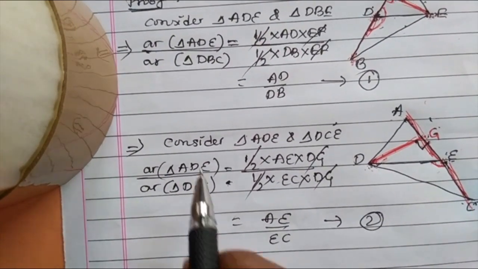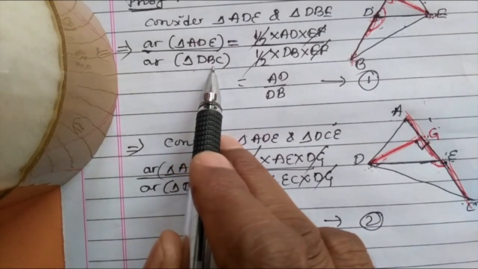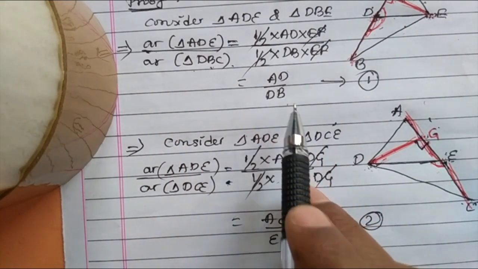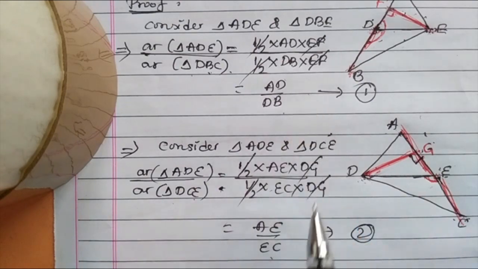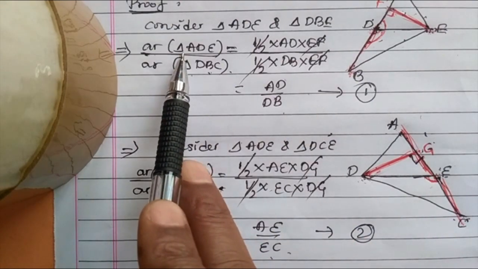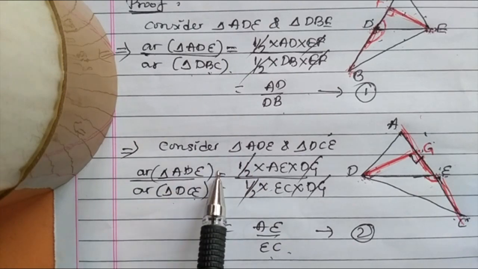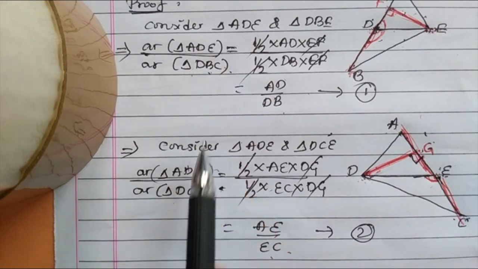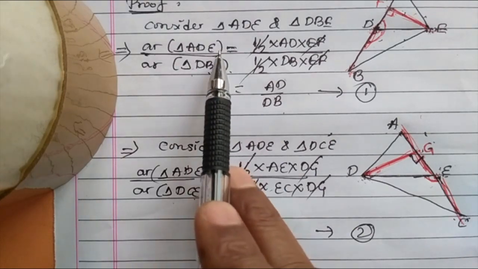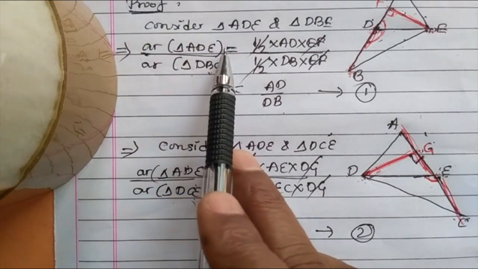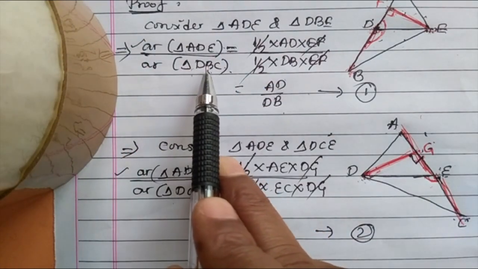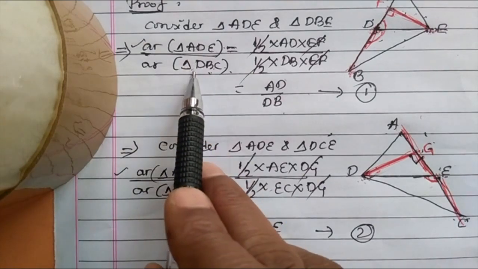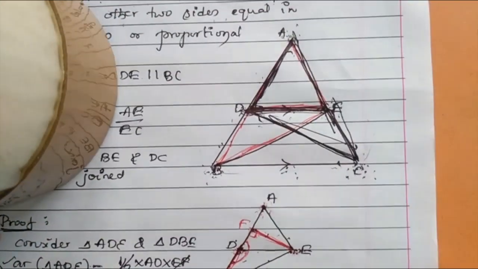The first equation result is that the ratio of triangle ADE and triangle DBE is equal to AD by DB. The second equation result is that the ratio of triangle ADE and triangle DCE is AE by EC. Look at both the equations 1 and 2. The numerators are the same, triangle ADE. But the denominators are different, DBE here, but DCE there. So both are different in the denominator, but numerators are the same. What is the speciality of this DBE and DCE in the main diagram?